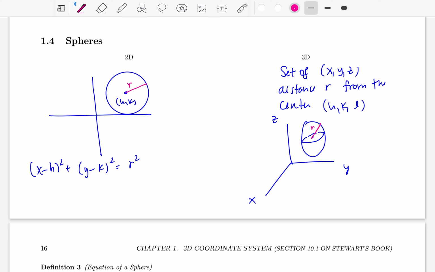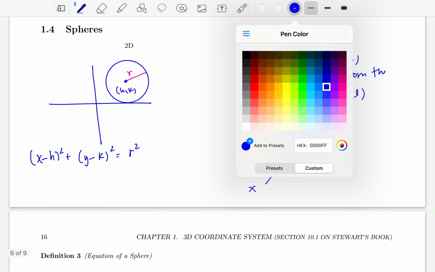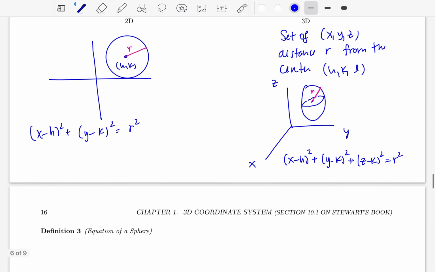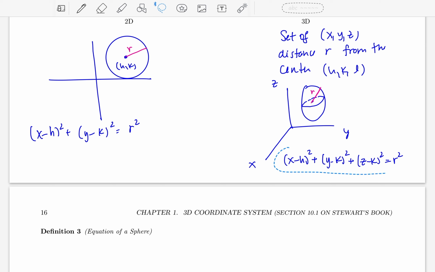So it's exactly what we have. So (x minus h) squared plus (y minus k) squared plus, now I have the z component, equal to r squared. So let me give you the formal definition, which is what we just did. Okay, I don't think I actually have to write it. So I'm just going to say this is the equation.